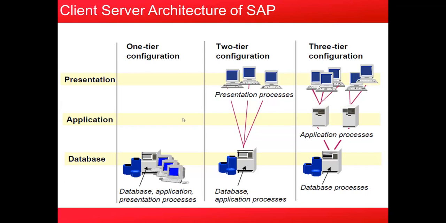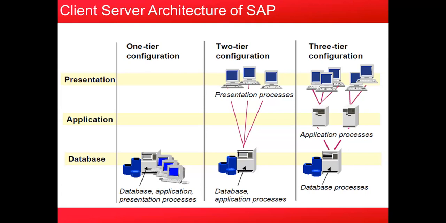Okay, so you can have everything on one system, that is one tier configuration. You can have database and application processing in one system and presentation processing in another system. So this is a two-tier configuration. And the most common is this one where you have a system for database processing, you have a system for application processing, and these are the monitors from where the reporting takes place. Okay, so this is your client server architecture.